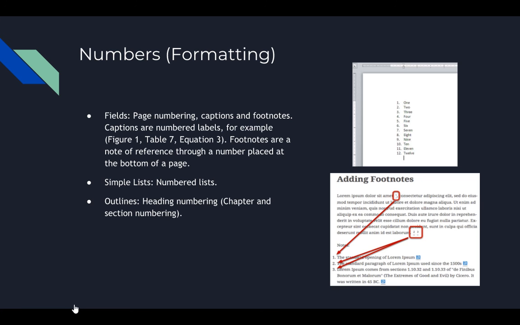Okay, so numbering, you can use it when you're numbering your pages. Captions are used as labels. So like in your science or math textbooks, you have your figure 1.2, tables, equations. And footnotes are used as a note of reference. They put a number and it will reference the bottom of the page, basically explaining what that is referencing. There are numbered lists, heading numbering for your chapters, and your table of contents.